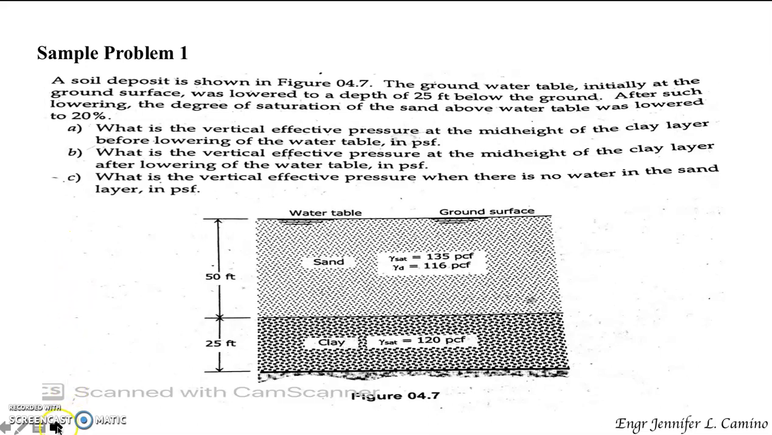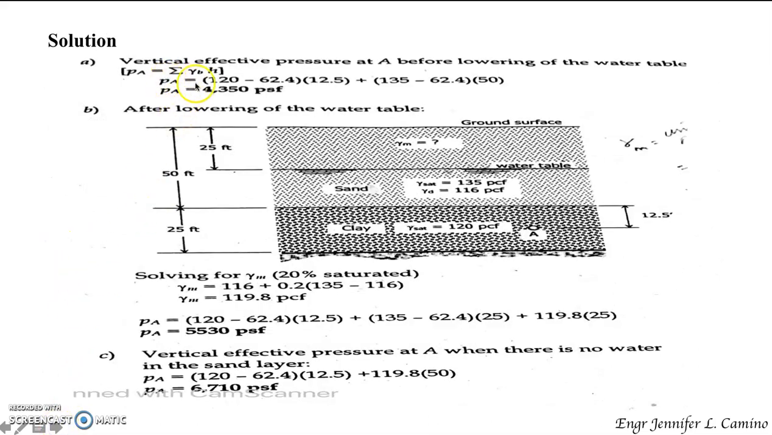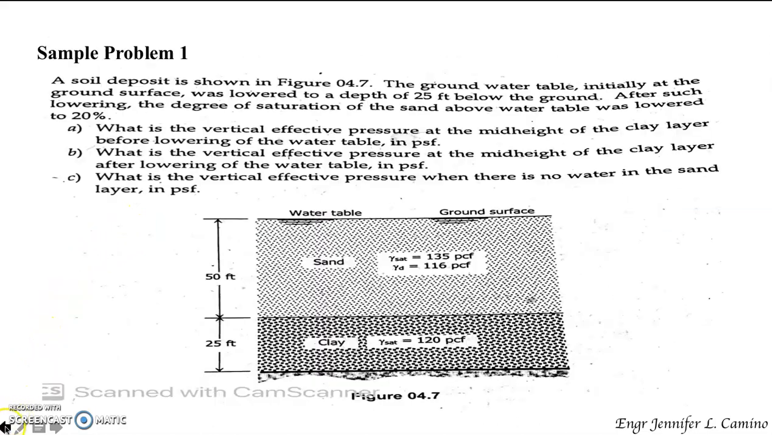Okay, for our solution for this problem, you can have letter A. What will be the vertical effective stress at point A before lowering the water table? Basically, for this, we try to get the effective stress at point A before lowering the water table. The point A is on the mid-height of the clay layer, so half of this portion of the clay layer, so that is the location of point A.